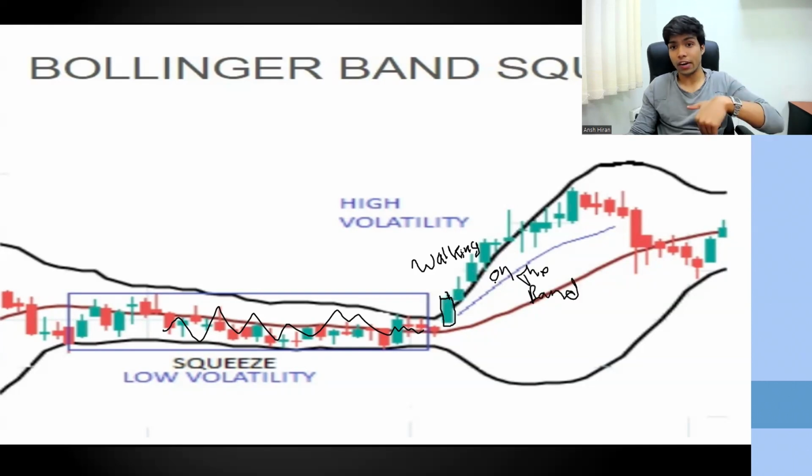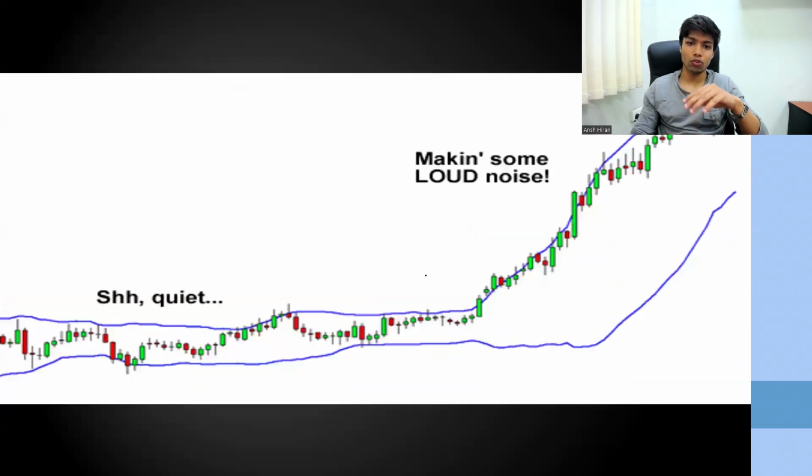Okay, it can be on the lower side as well. If it would have given a breakdown, then it would be walking on the lower band. When the price is walking on the band, it means the price is very volatile. And when the market is outside the Bollinger Band, it means the market is very, very volatile. When it comes back inside, it is a little bit less volatile. Okay, so this is called walk on the band. I'll show some more examples.